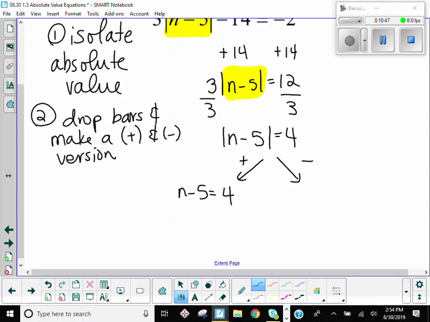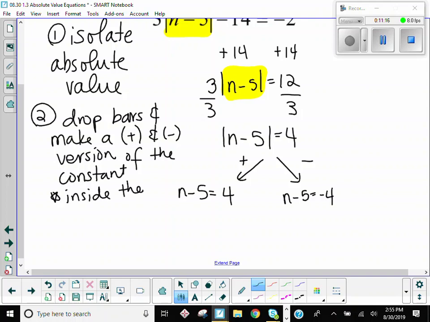For the negative version, the bars drop, the inside stays the same, and I make a negative version of the constant. So if you want to add that right here, make a plus and minus version of the constant. You can even make another note to yourself, inside the absolute value doesn't change, if you think you'll forget.